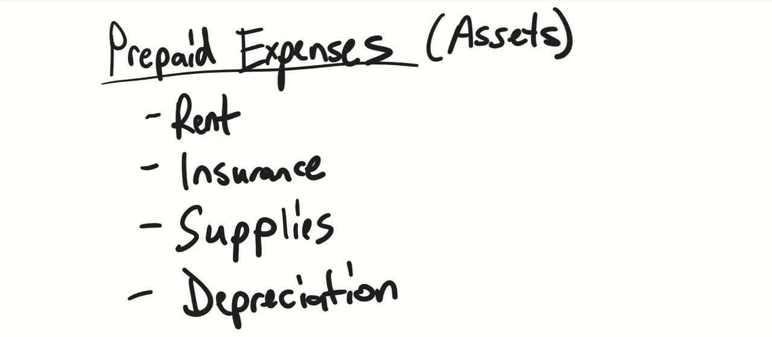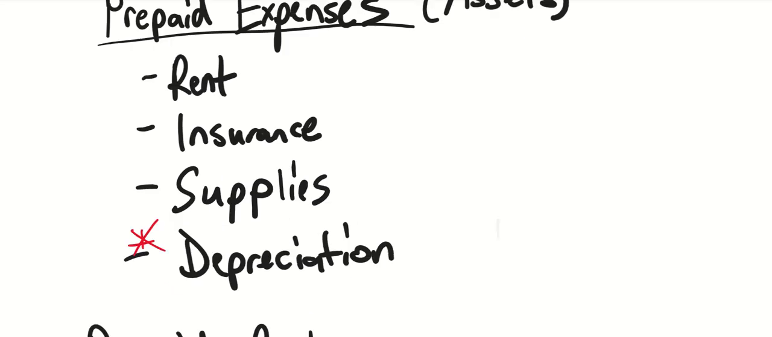Then you have supplies. Supplies is another form of prepaid expense. That's when you go in and buy supplies. Supplies is initially recognized as an asset. Once you use it up, it can be expensed over time. That is a form of a prepayment. Then depreciation. Depreciation is a little unique, so I'll put a little asterisk there. It's a little unique compared to the other prepaid expenses here, so I'll go over that in a bit.